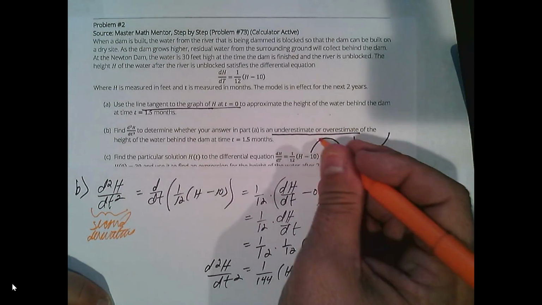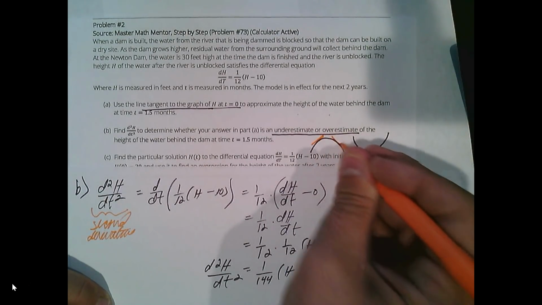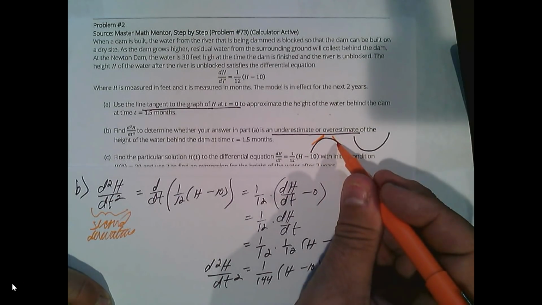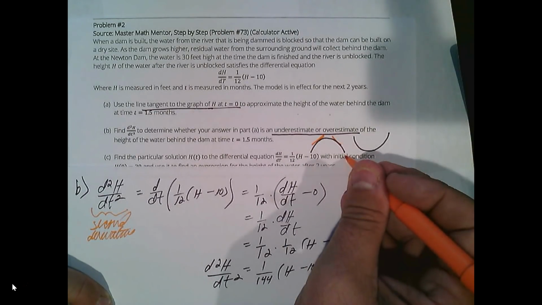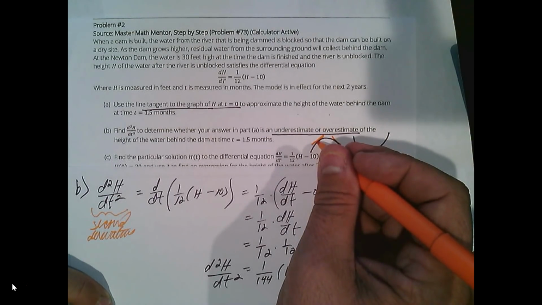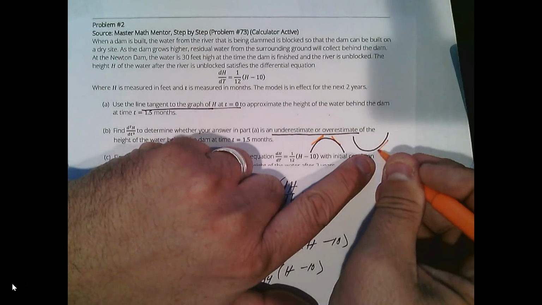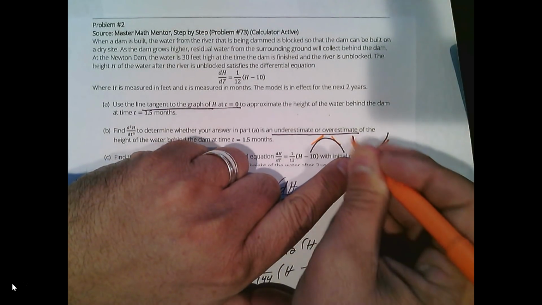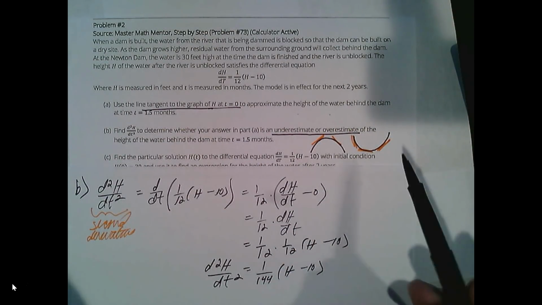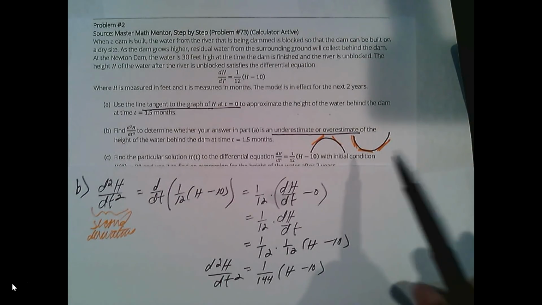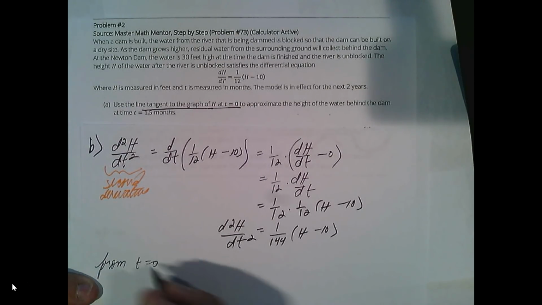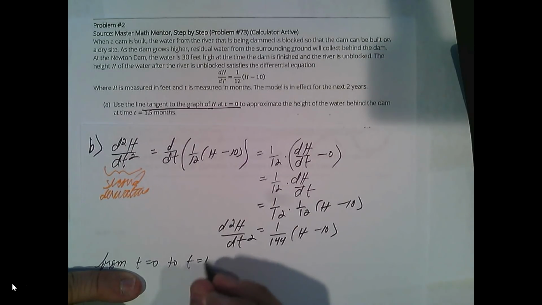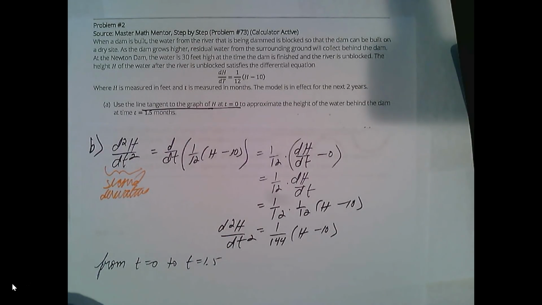If your graph is concave up, when you draw in tangent lines, those tangent lines are always below the graph. If the curve is concave down, tangent lines are above the graph, your estimates are overestimates. If your graph is concave up, your tangent lines are below, and so you're going to get underestimates. What you've got to be careful about, and this one's really tricky, you have to talk about concavity from your point of tangency to the point that you're estimating.